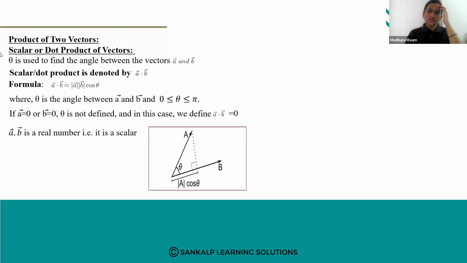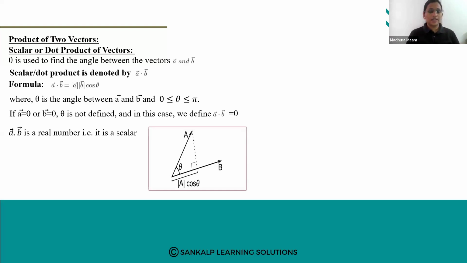Okay, fine. So far we saw how to add the vectors, how to subtract the vectors, how to multiply a vector by a scalar, and collinearity conditions. Now, product of two vectors. In this, two types come. One is the dot product, also called the scalar product. One is the cross product, also called the vector product.